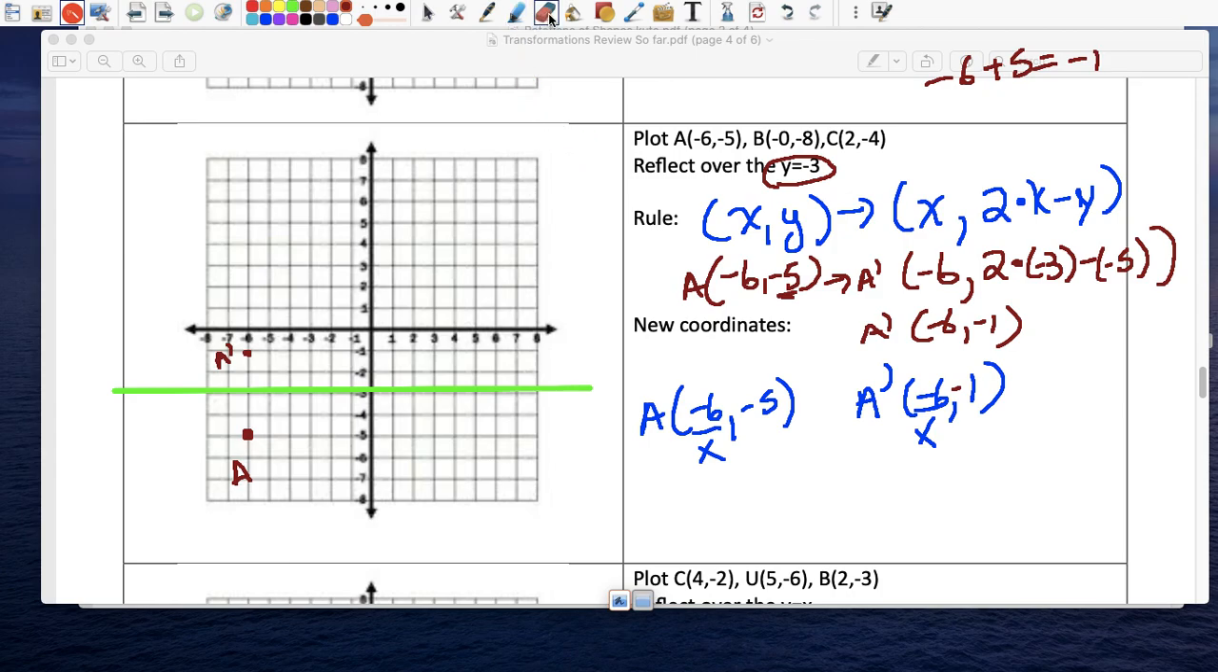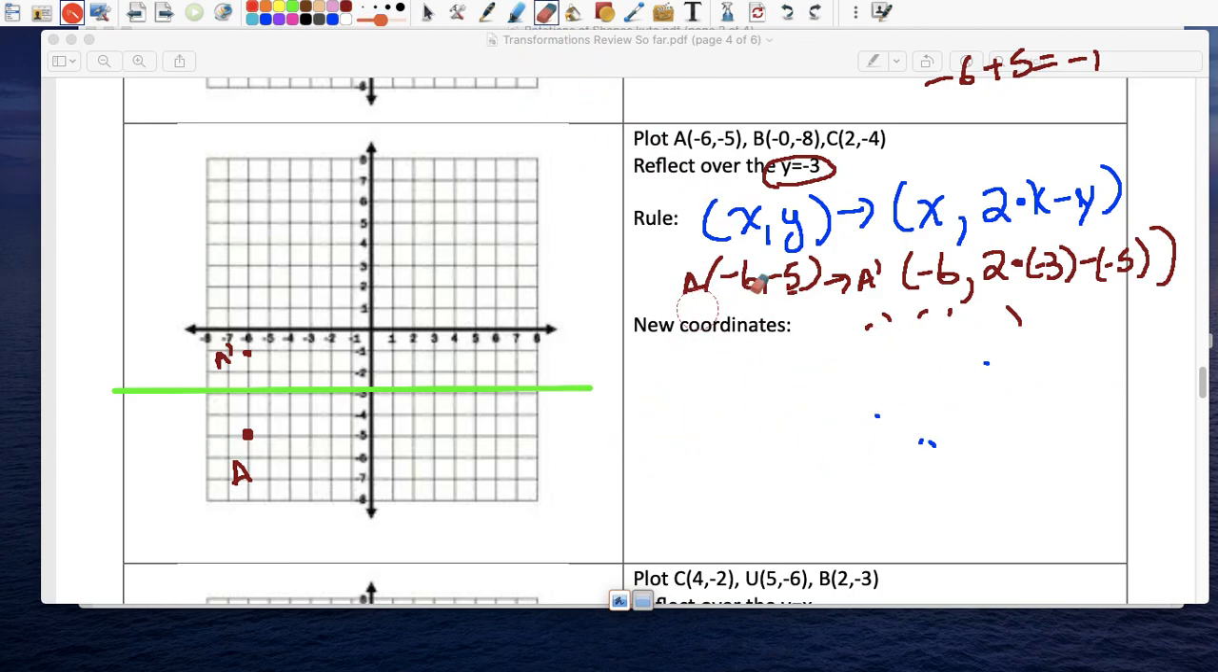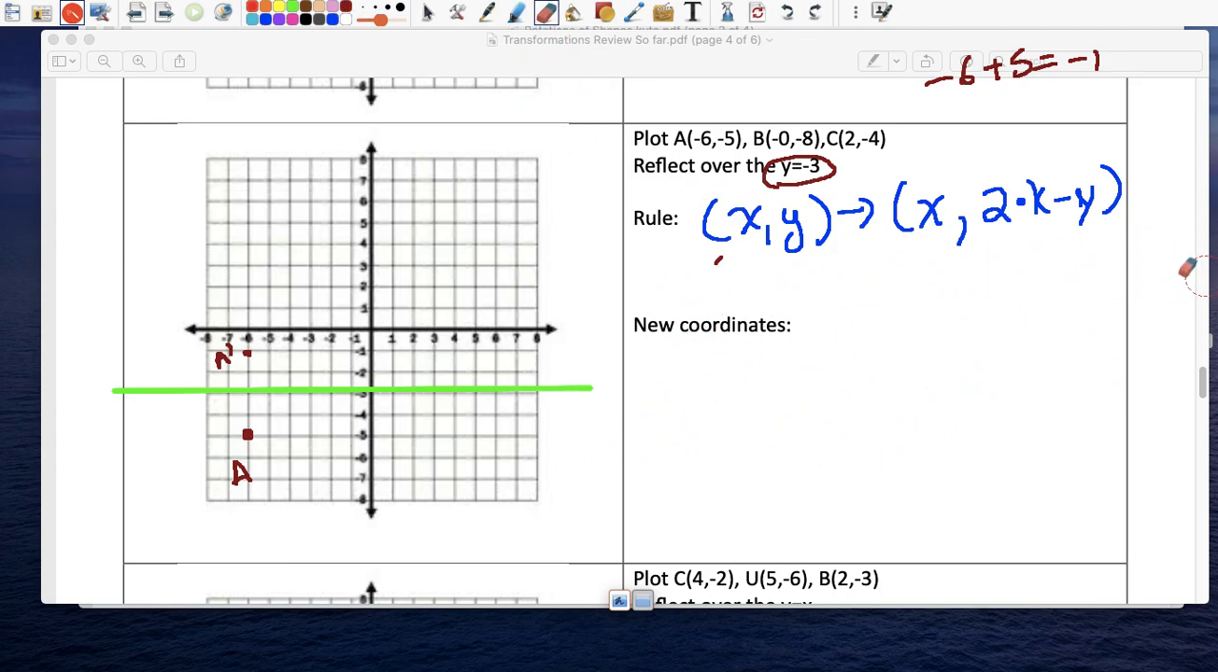Okay, allow me to do this with B because I made a mess of A. So let's do point B. Point B is 0, -8. 0, -8 is right here. And that's B. So that's 1, 2, 3, 4, 5, and then 1, 2, 3, 4, 5, and here's B prime. Okay, so B prime is 0, comma 2.